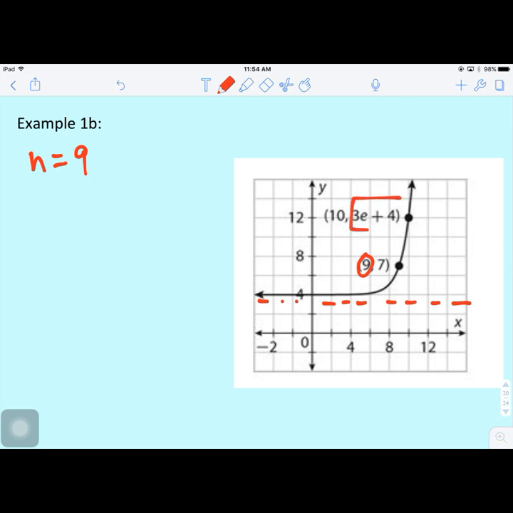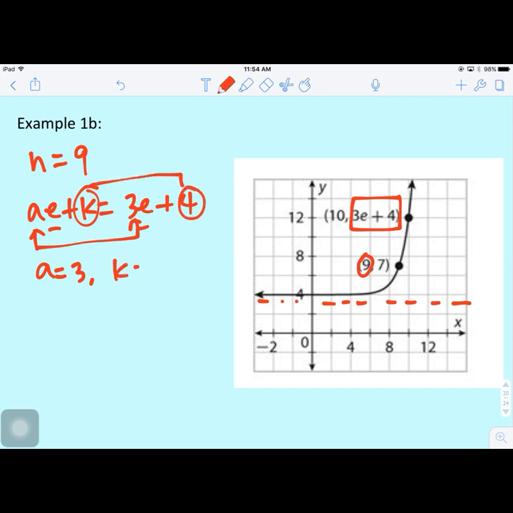And for the second point, we're going to use the y coordinate of the second point. So we will have ae plus k equals 3e plus 4. Again, the e's are lining up, so we know that a is equal to 3. And then k is lining up to 4, so we have k equals 4. Putting that all together into the general equation, a e to the x minus h plus k, we have f of x equals 3e to the x minus 9, and then k equals 4.